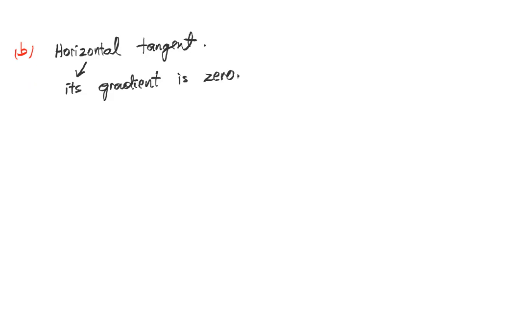Which means that if you put dy dx equal to 0, you find the value of x. Because dy dx is the gradient function. Okay, so just now we got our dy dx is equal to 3 minus 5x.